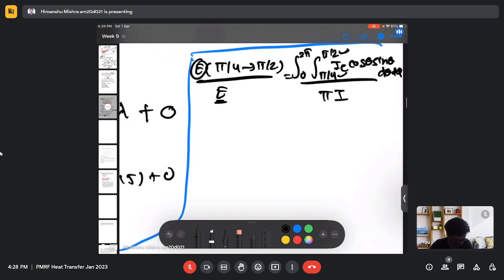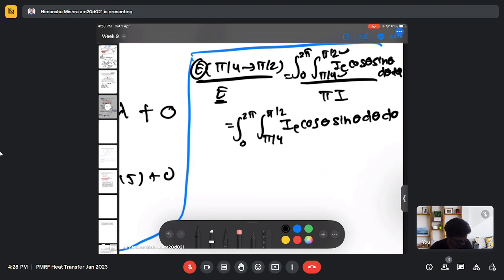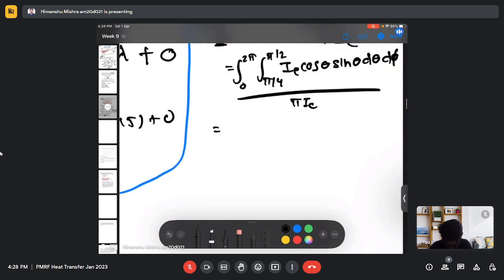So let me write it more clearly. This is my diffusive intensity, d theta d phi. So just plug in the values here.